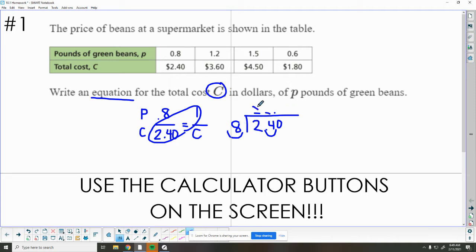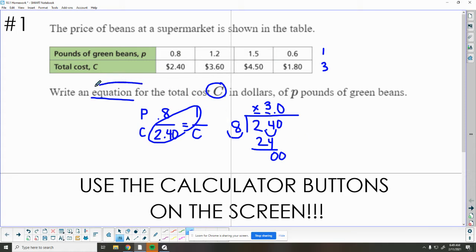8 can't go into 2, but it can go into 24 3 times exactly. If I did 24 here, I'd bring down my 0, and it goes in there 0 times. So I can see that every 1 pound, so every time I'm going to just add on to my table, if I buy 1 pound exactly, that is going to cost exactly $3.